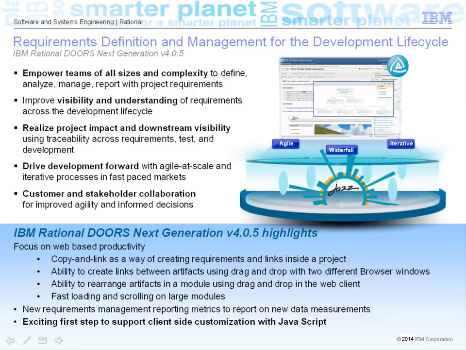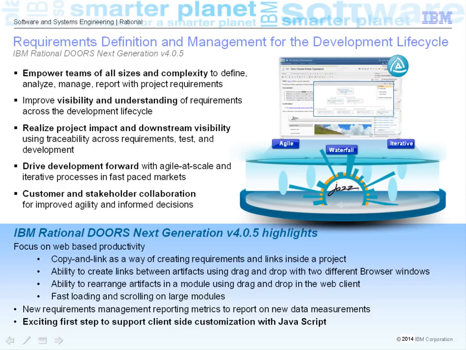IBM Rational Doors Next Generation makes it easier for organizations to reduce costs, increase efficiency, and improve quality by enabling you to optimize requirements, communication, collaboration, and verification. Doors Next Generation helps project teams realize project impact and downstream visibility using traceability across requirements, test, and development.